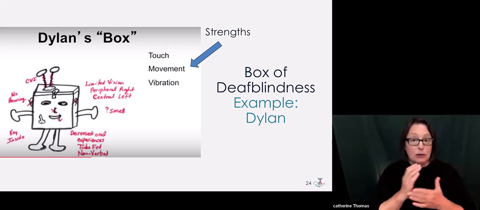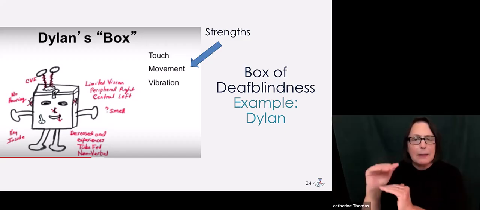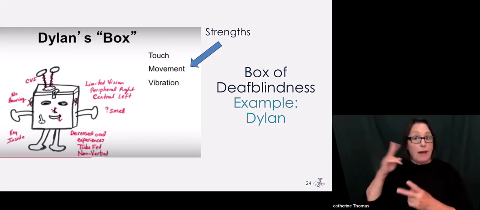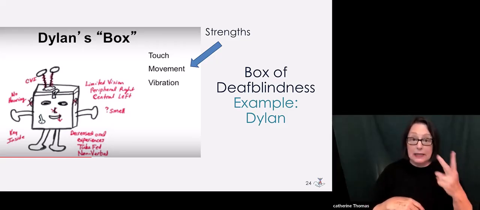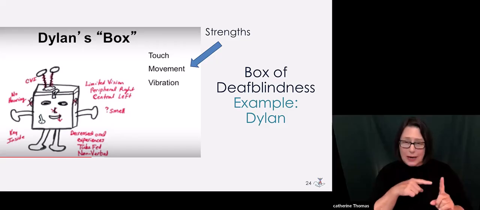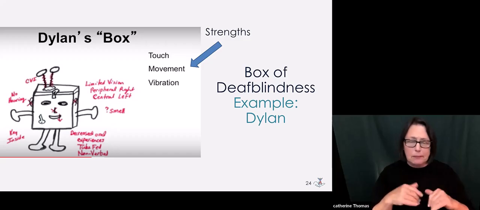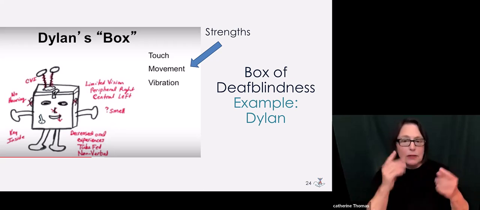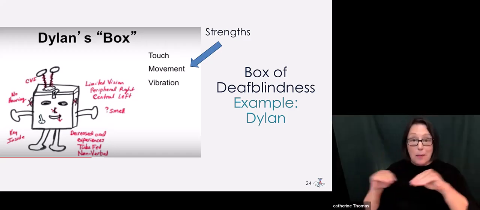And then to the right of the box, you'll notice that she has noted that he has limited vision. He has peripheral vision in his right eye and central vision in his left eye. They're unsure about his sense of smell, so they're not going to use that as a way to provide information to Dylan. So they've crossed that off. Hearing is not a good way to present information to Dylan. And then you'll notice on the right that there are Dylan's strengths. Touch, movement, and vibration are great ways to provide information to Dylan.